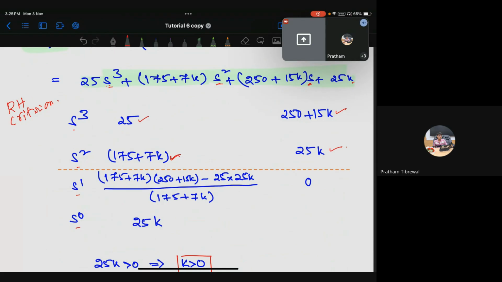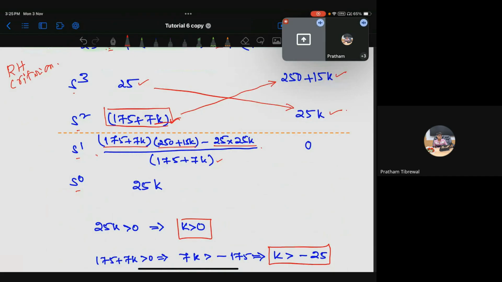Then this term: this multiplied by this, that is 175 plus 7k multiplied by 250 plus 15k, minus 25 multiplied by 25k. Clear? Divide by this term, divided by 175 plus 7k. That is this term. This term is 0 because there are no other terms here. Now we need to find this term. What is this term going to be?